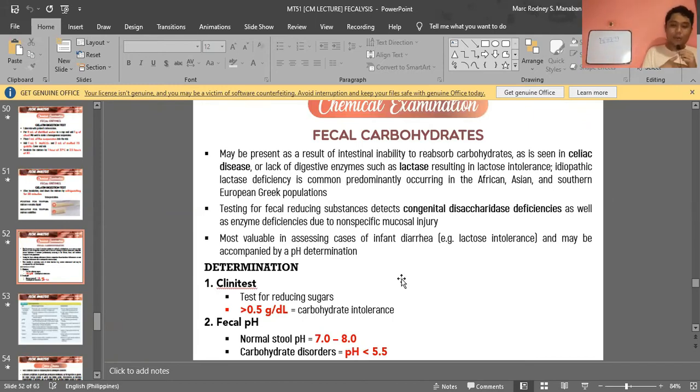Okay? All right. Now, testing for fecal reducing substances, of course, lactose, diba, is a reducing substance. So it can detect congenital disaccharide deficiency. So wala kay enzymes again for lactose or disaccharide. And it's most valuable in assessing cases of infant diarrhea because of lactose intolerance and maybe accompanied by a pH determination. So how do we determine? Clinitest, of course, your reducing substance test following the principle of copper reduction. We mentioned that already, that lactose is a reducing substance. So pwede niya ma-reduce ang imuhang copper sulfate to copper oxide. Greater than 0.5 grams per dL is indicative of carbohydrate intolerance. And for fecal pH, your pH becomes acidic because remember that byproducts of fermentation include acid, okay? And that can lower the pH of your feces. Normal stool, dapat mga 7 to 8 lang, medyo alkaline. But for carbohydrate disorders, pwede siyang maabot og less than 5.5. All right, take note of that.